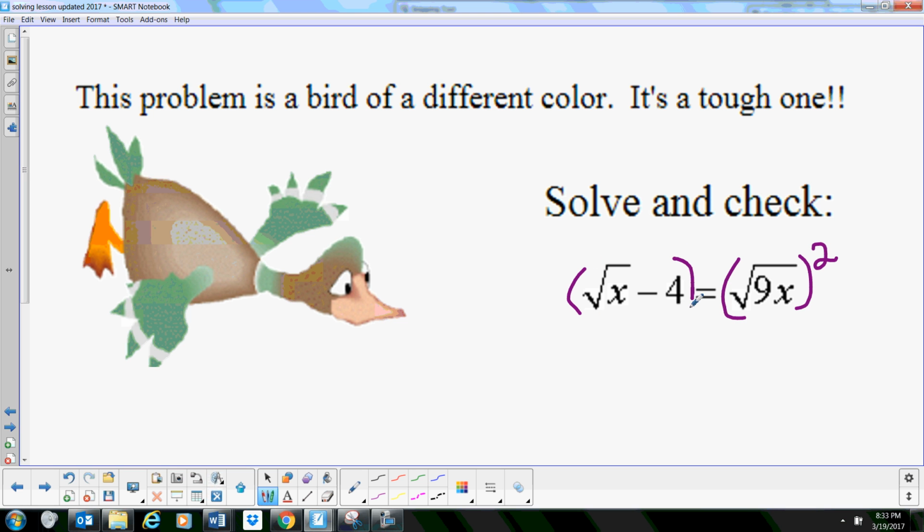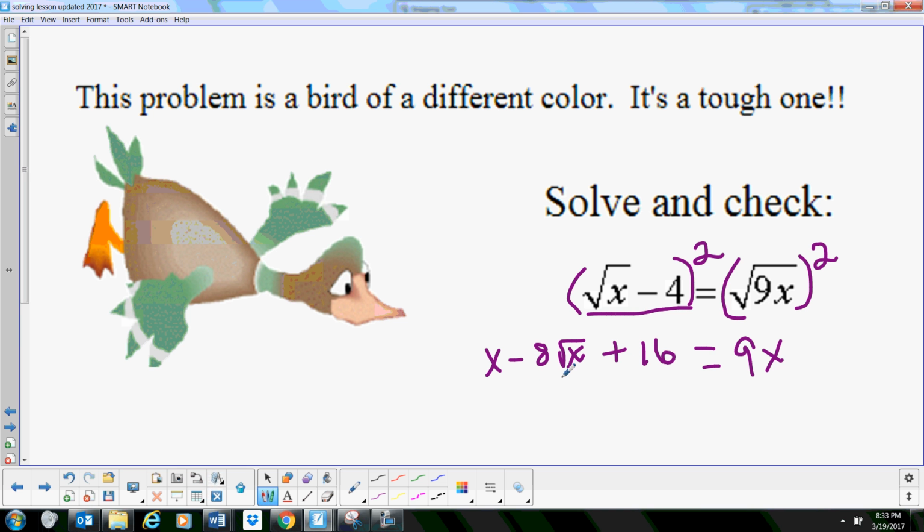Well, if we square that side, we have to square this side. Well, the right side's pretty easy. We're just going to get 9x. But the left side, we're going to have to FOIL this out. So the square root of x times the square root of x is just x. And then we FOIL outer and inner. We get -8 root x. And then plus 16. Okay?